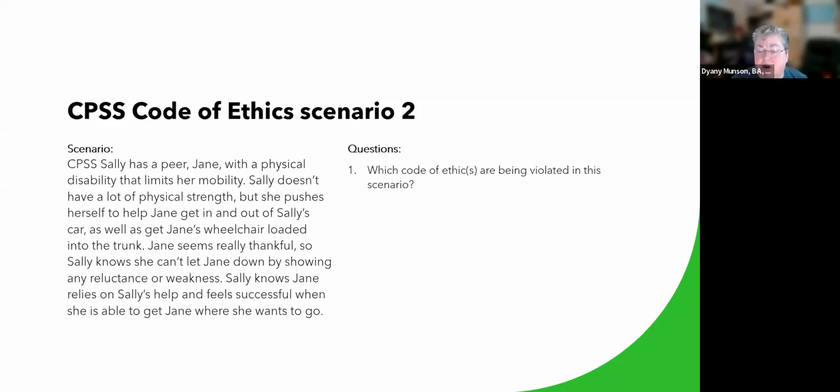Working to equalize the power differential. Sally feels Jane is more powerful than her and she depends on her. I don't know if you mean to flip that. Because Jane is the peer, Jane feels that Sally's more powerful and depends on her. That may very well be the case, and that's definitely encouraged by Sally's choices. So, okay, I'm working through this.